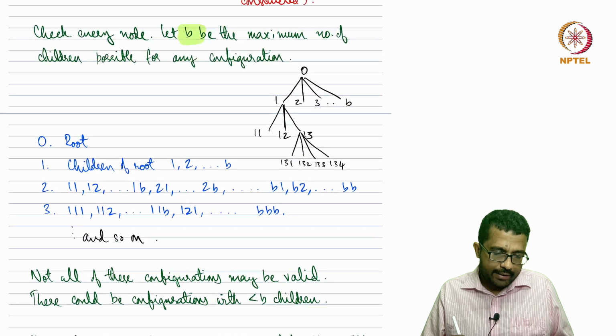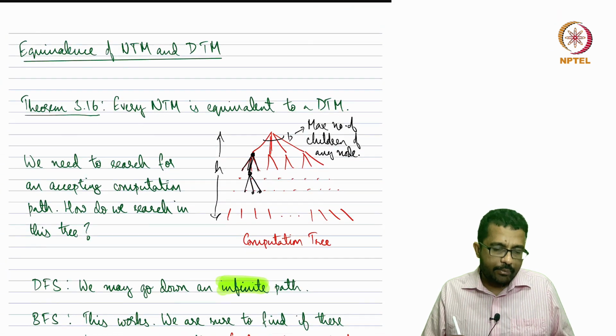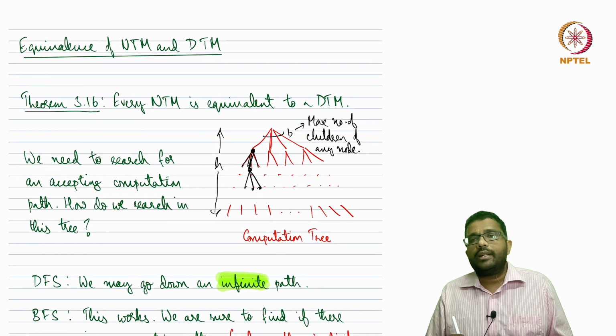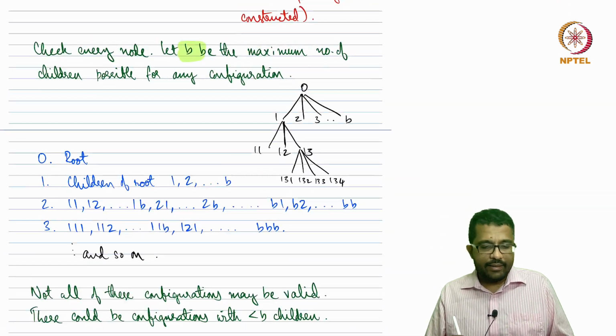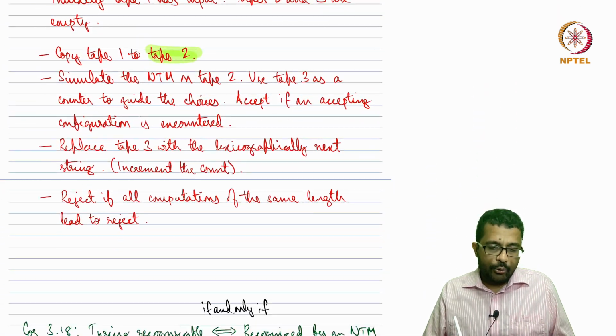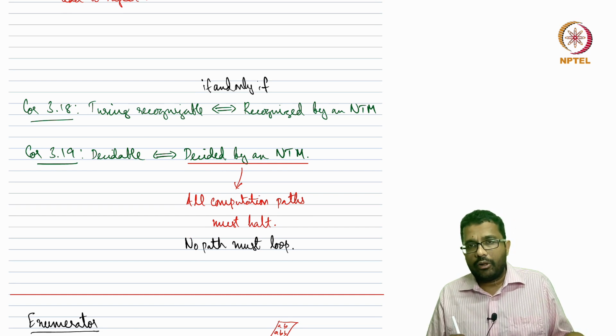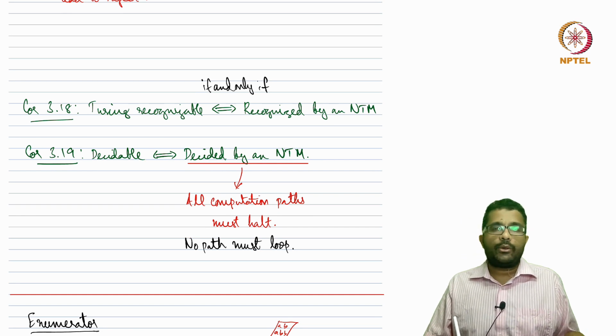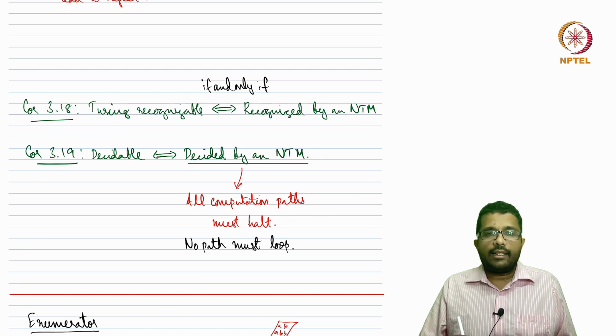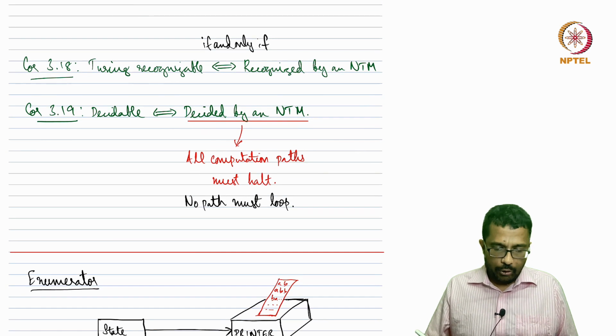So what we have seen is that every non-deterministic Turing machine has an equivalent deterministic Turing machine, and hence the class of Turing recognizable languages is the same as the class of languages recognized by a non-deterministic Turing machine, and the class of decidable languages is the same as the class of languages decided by any non-deterministic Turing machine.